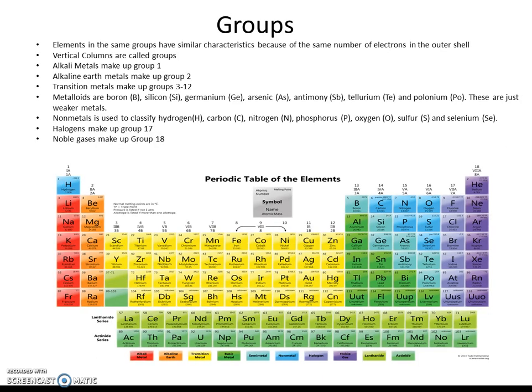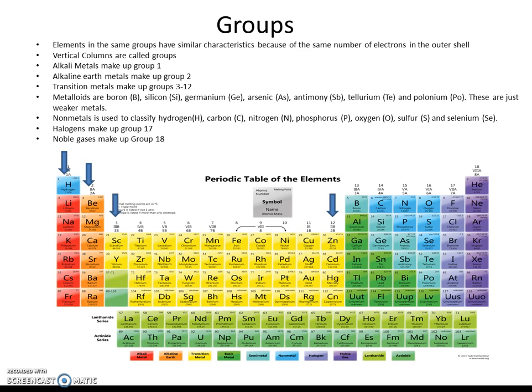Groups. Elements in the same groups have similar characteristics because of the same number of electrons in the outer shell. Vertical columns are called groups. Alkali metals make up group 1. Alkaline earth metals make up group 2. Transition metals make up groups 3 through 12.